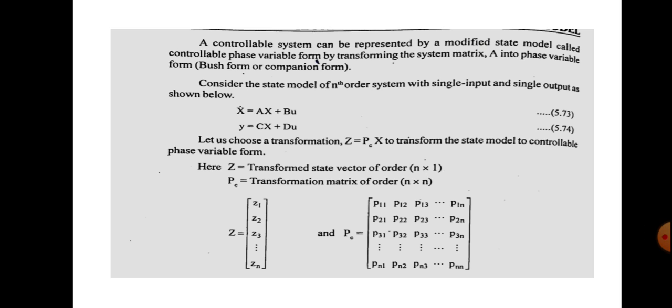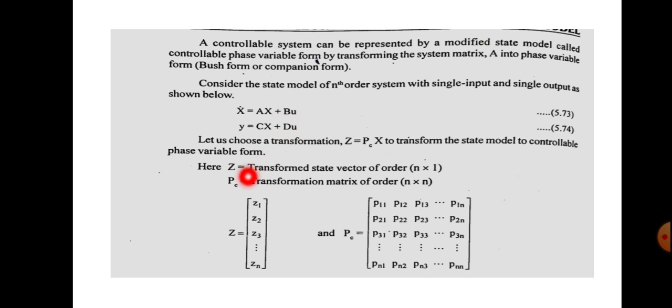We know that the state model of the system is represented by the equation x dot equal to Ax plus Bu, y equal to Cx plus Du. That is the basic equation. Here, in order to convert this state model into controllable phase variable form, we are using a transformation z equal to Pc into x. So by using this transformation, we can convert this into controllable phase variable form.